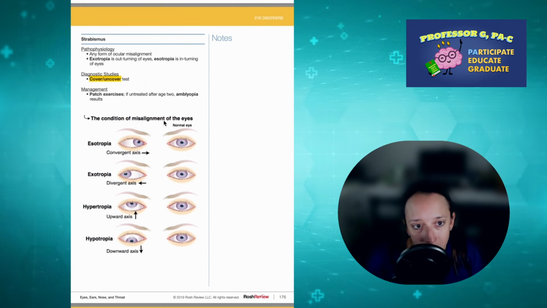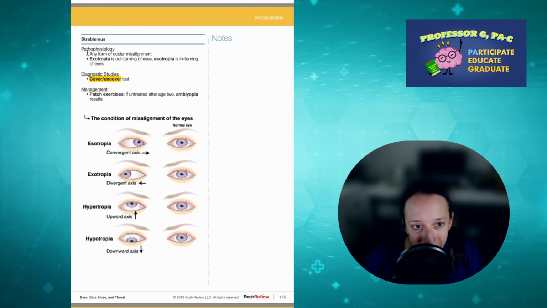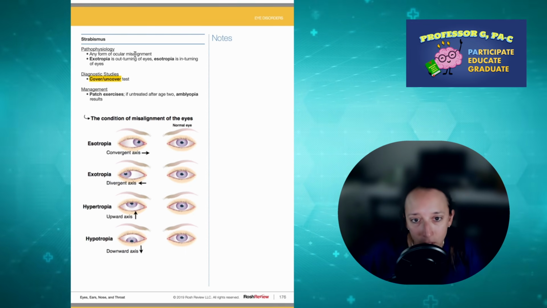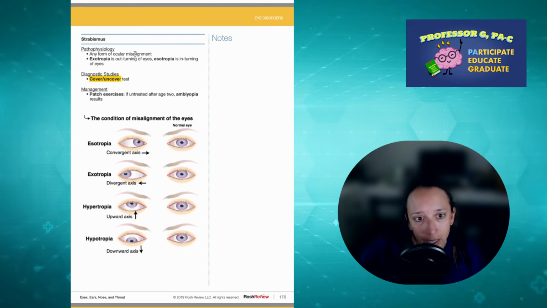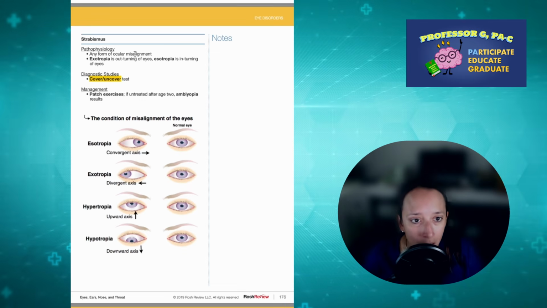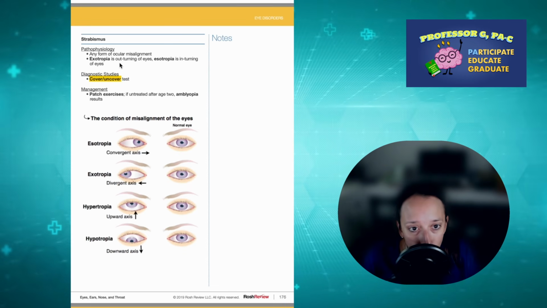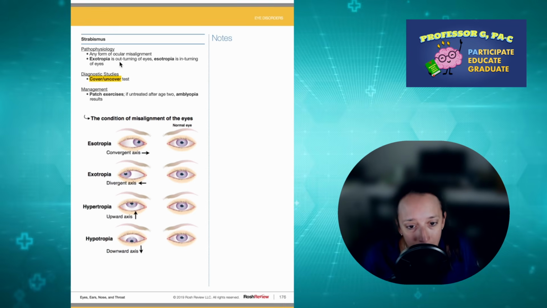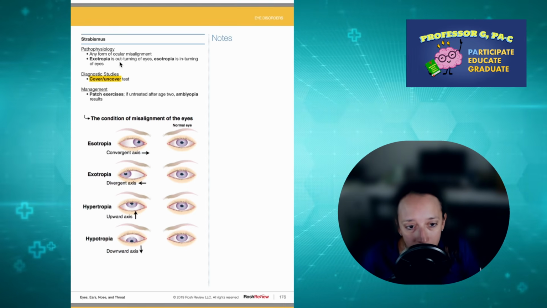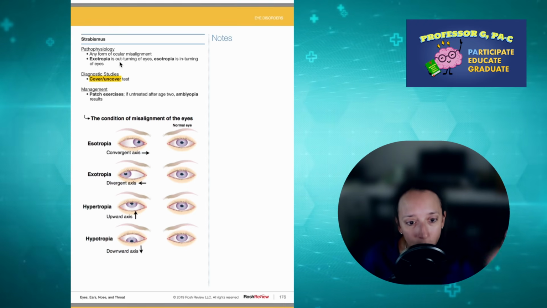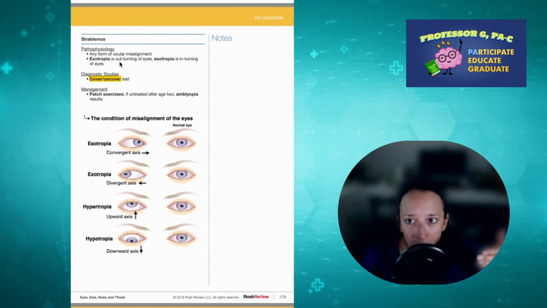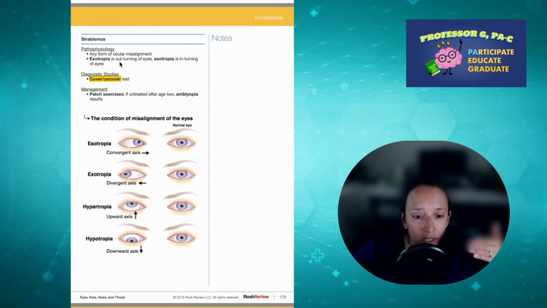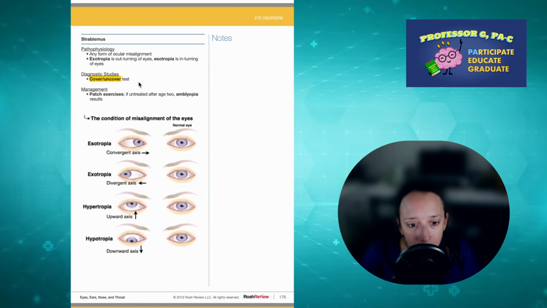All right, strabismus. So strabismus is a wandering eye, right? So any form of ocular misalignment when the two eyes are not looking in unison, that is considered a strabismus. So we have different types. We have exotropia, which is the outturning of the eyes, esotropia, which is inturning of the eyes. We want to use what's called the cover-uncover test. That's going to basically force the bad eye to kind of go back into position. If we see that happen, it kind of confirms our diagnosis.